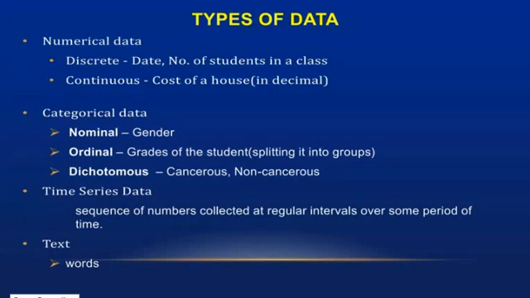The categorical data have three types: nominal, ordinal, and dichotomous. In nominal data, we have, for example, gender. In ordinal data, we have grades of a student, splitting it into groups. And in dichotomous, we have cancerous and non-cancerous. Time series data includes a sequence of numbers collected at regular intervals over some period of time. In text, we have words.